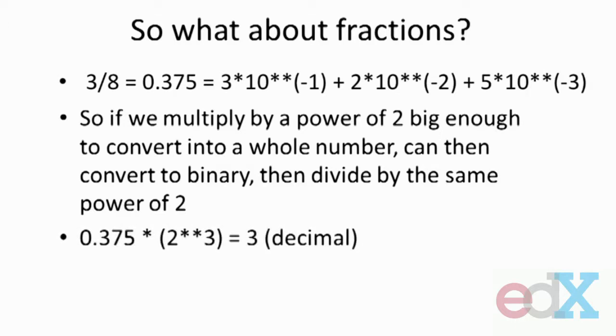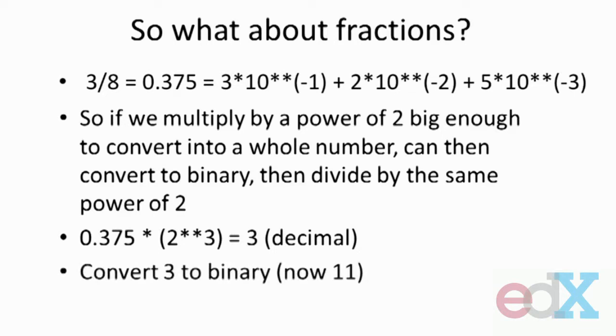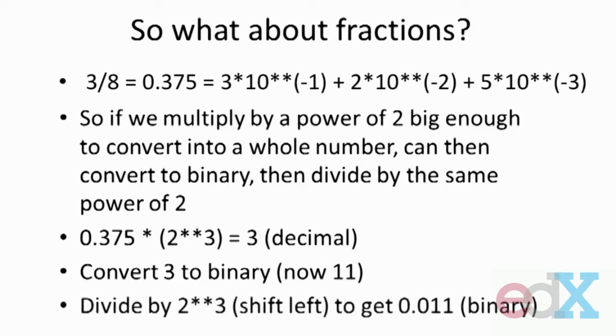So, for example, 0.375, we kind of know this. If we multiply it by 8, it gives me 3. That's in decimal form. I could convert 3 to binary form, which we know is just 0, 1, 1. And now that I've got that, I could just divide by 8, which is equivalent to shifting the binary point, if you like, 3 slots over to get 0.011. Cool. Let's do that.